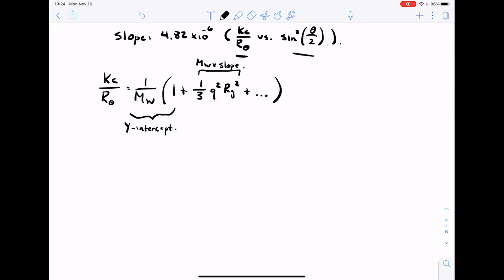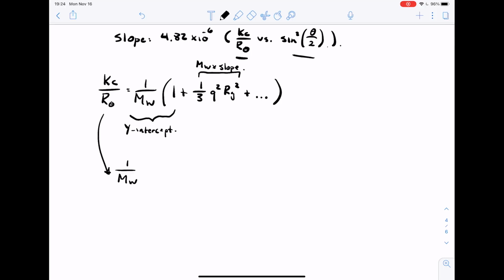Now we have the slope, so hopefully we can get Rg from this, or actually Rg squared. And so this is equal to 1 over the molecular weight, and then times the part in the parentheses that has the slope with it. So multiplied by Rg squared divided by 3, that's the slope, because Q squared is our variable. So that's 4.82 times 10 to the minus 6th.